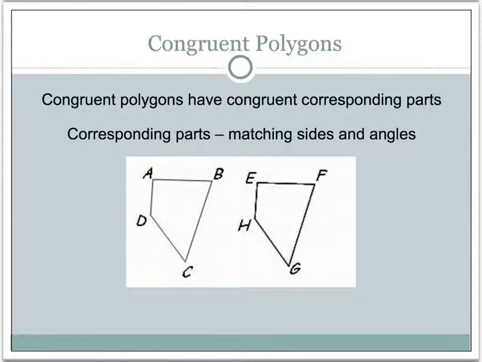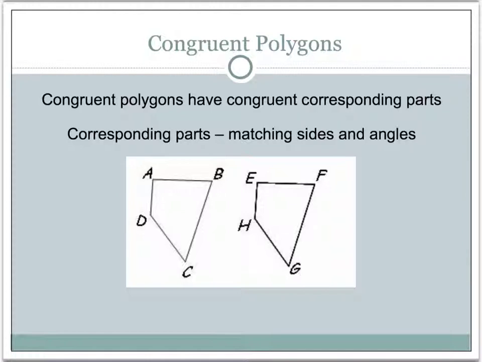Now, a polygon is a figure, so we're going to say congruent polygons have congruent corresponding parts. And the corresponding parts that they're referring to mean all of the matching sides and the matching angles. So these two polygons are identical in form, and so since they're congruent, we know that all of their corresponding parts are also going to be congruent.